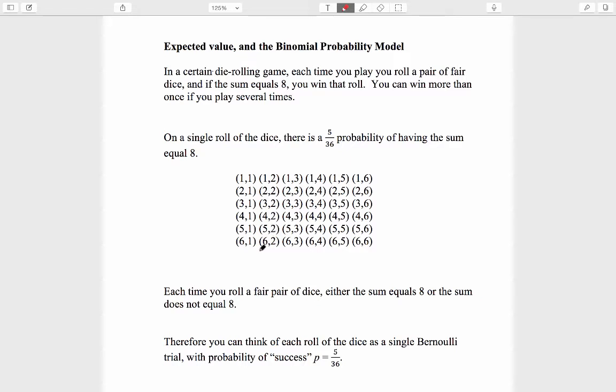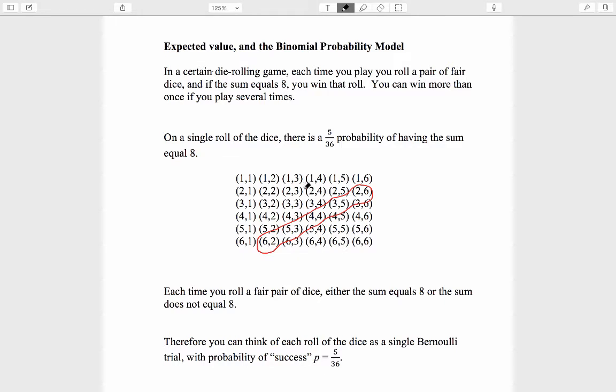To recall why that's true, there are 36 equally likely outcomes, and out of those 36 equally likely outcomes, there are precisely 5 of them that I'm circling here that are in this event that the sum equals 8. On a single roll, there is a 5/36 probability that the sum equals 8.